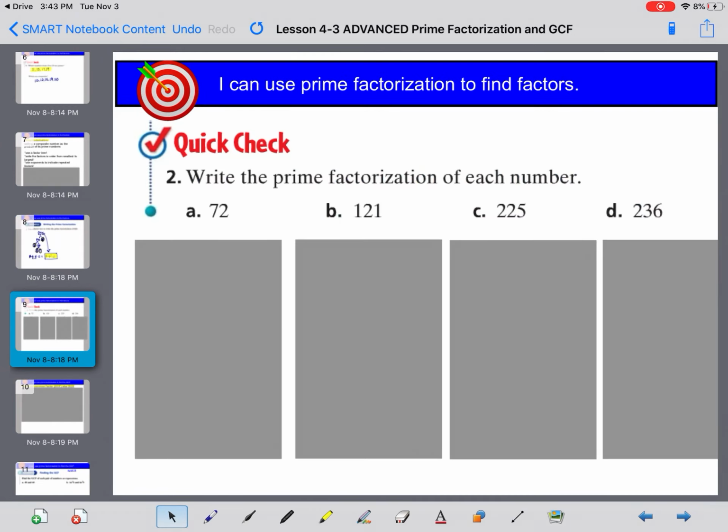All right, you try. Write the prime factorization of each number. Pause the video now, make your factor trees, and then come on back to compare your answers to mine.